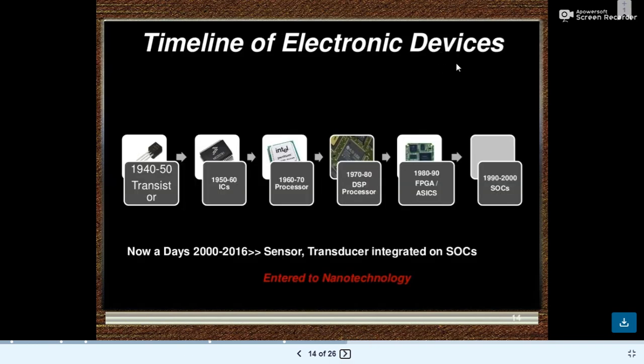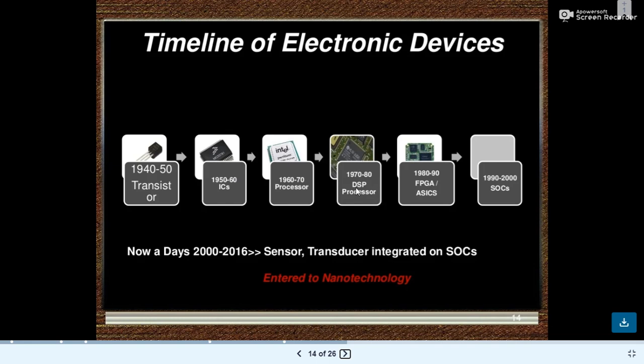Timeline of electronic devices. Now here you can see how VLSI has changed the world. Nowadays, like 2000 to 2016, sensors and transducers are integrated on SoC. So SoC is system on chip. In this image you can see system on chip. Okay, so first you can see the transistors were like this. In the recent workshop we saw the LM35, so it was of the same type. Okay, so this is the transistor. In the 1950s the IC became like this. In 1960 to 70 the processors were like this. Everyone knows about Intel.